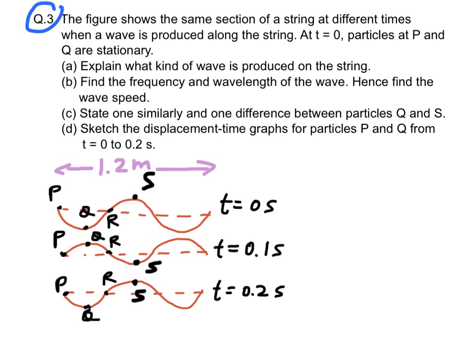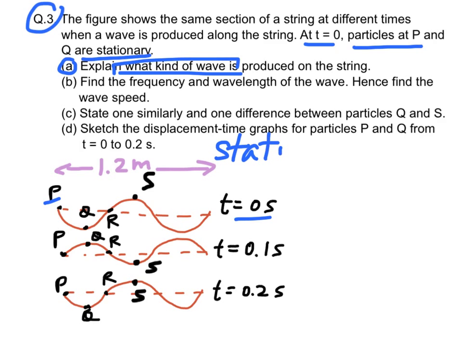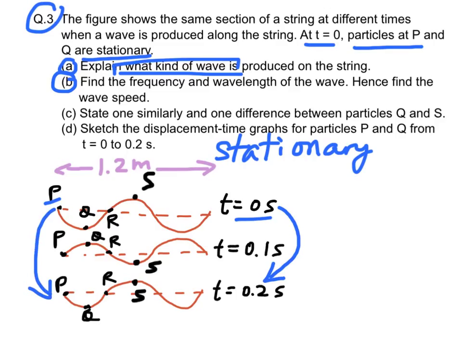Question number 3. Part A. Since at time equal to 0 seconds, the particle at P is stationary, therefore this wave is a stationary wave. Part B. The time from t equal to 0 seconds to t equal to 0.2 seconds is exactly equal to the period, since the wave repeats itself. Therefore, the period equals 0.2 seconds.